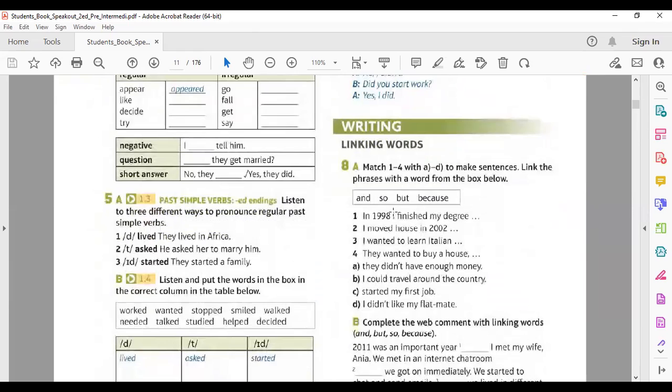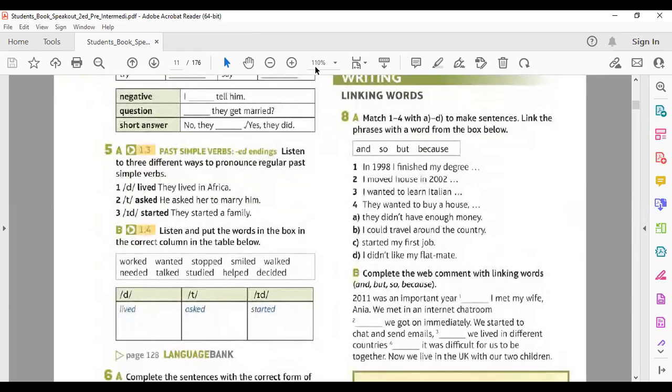Right, now let's move on to writing. Here we have linking words. We have the conjunctions here. We have and, so, but, and because. So here you have 1 to 4 first part of sentences, and you have here A to D, the other parts. So I want you to link the phrases with the words in the box to make full sentences. Please go ahead, do them.